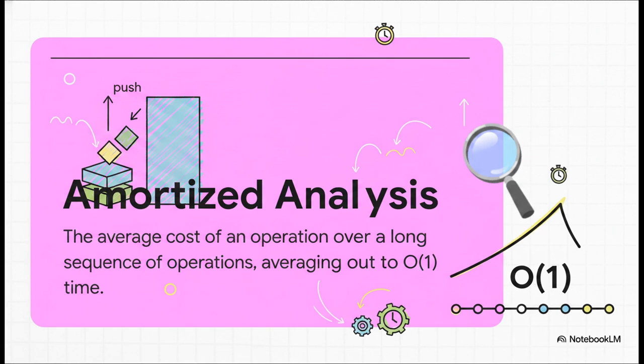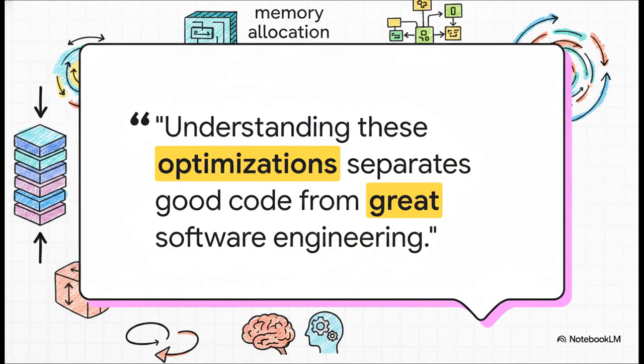It's just brilliant. There's a great quote from our source material that hits the nail on the head. Understanding these optimizations separates good code from great software engineering. Knowing how to write a simple loop is one thing, but deeply understanding how memory allocation works under the hood of Java collections, that elevates your entire approach to problem solving.